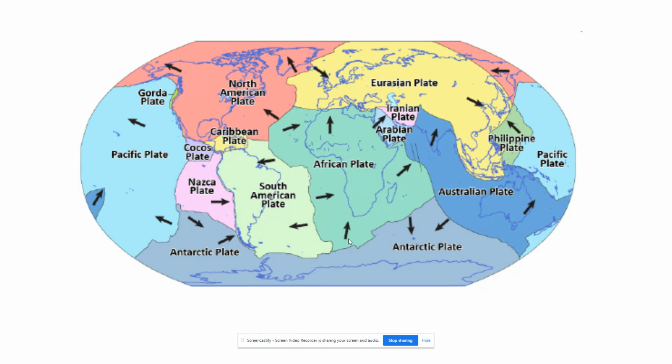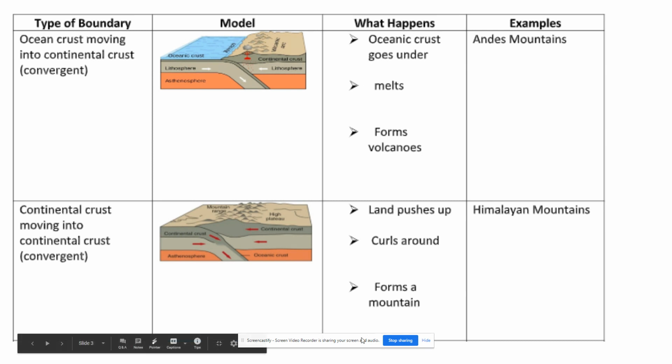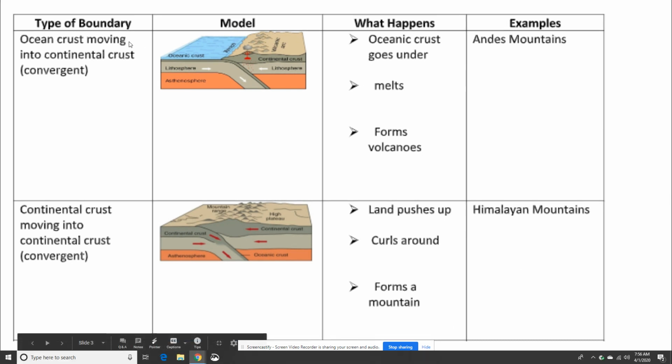So know your major plates, know what happens at the plate boundaries, which is the other big thing you were supposed to learn this week. So here's a summary that I did. This is in your study stack if you want to practice it. But here's the type of boundary. So here's where we have two kinds coming together. In this case, ocean to continental.